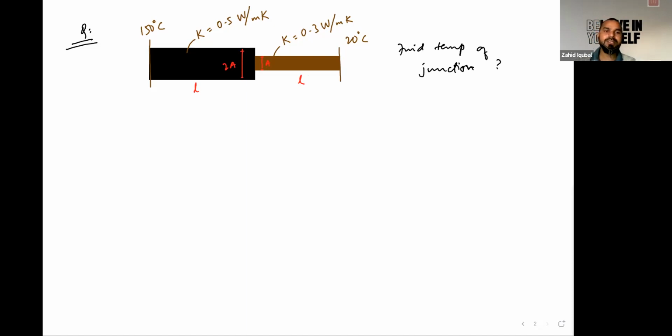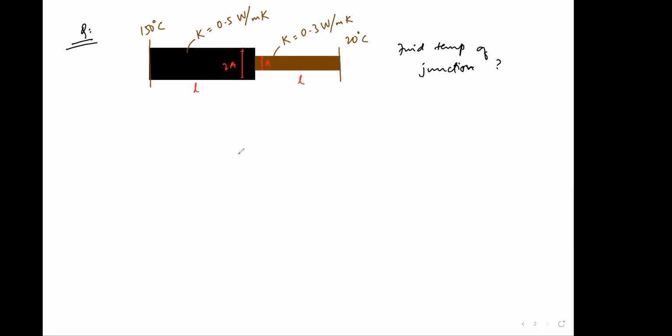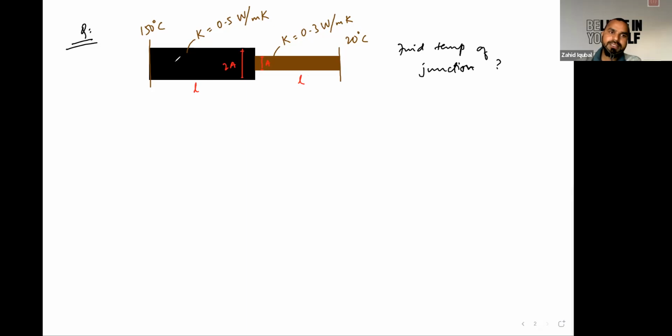Samara, how will you start? So we'll use the formula for series combination. Good. So first, heat current in this particular rod, let's say H1. Similarly, heat current for this rod, let's say H2. Since this is series combination, H1 must equal H2. Put their values and try to find temperature of junction. Let's say T0. Try to solve.